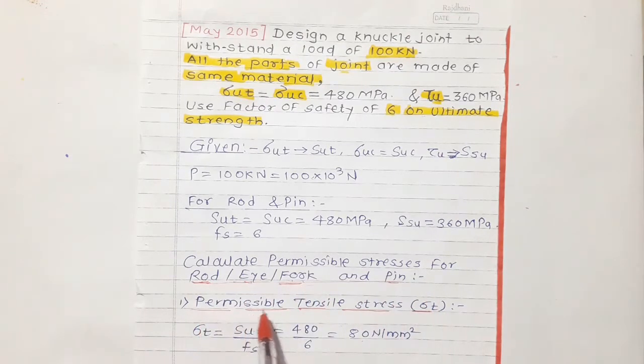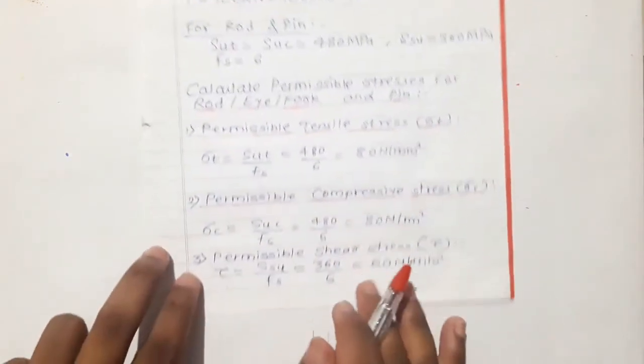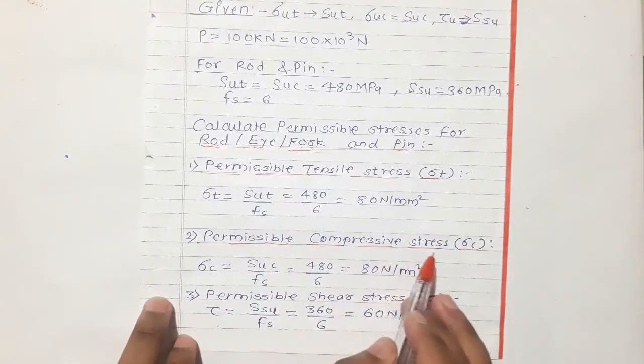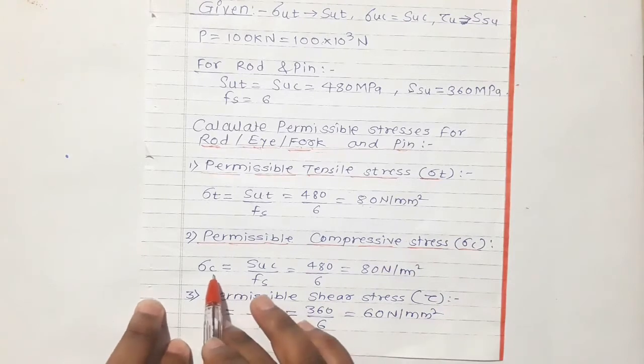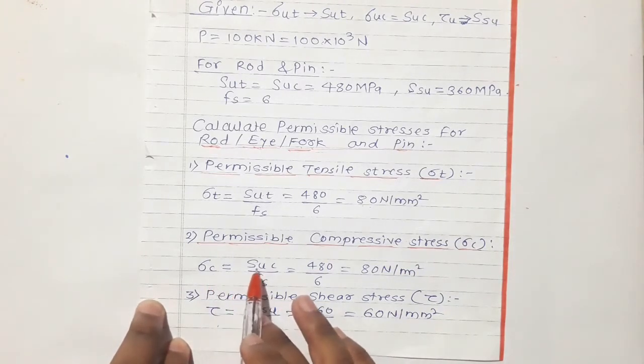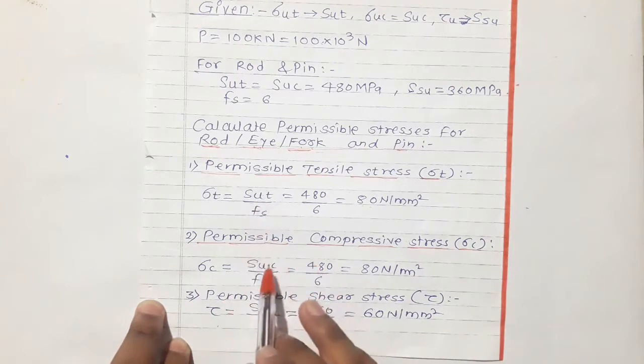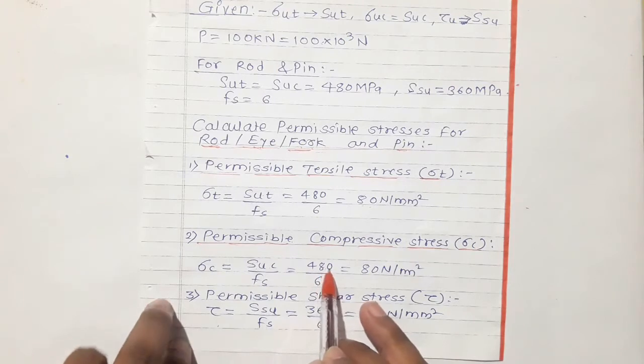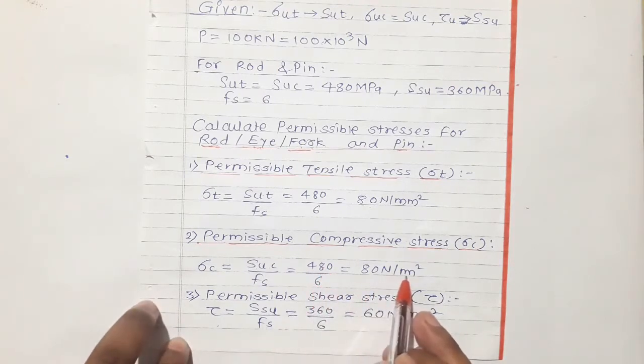The first permissible stress we have to calculate is permissible tensile stress, denoted by sigma t. We know that sigma t is calculated as SUT upon Fs. SUT is 480 and Fs is 6, so we get sigma t as 80 Newton per mm square. Similarly, we will calculate the permissible compressive stress sigma c, given by the equation SUC upon Fs. Instead of SUT, we write SUC. SUC is again 480 upon 6, and we get the answer 80 Newton per mm square.